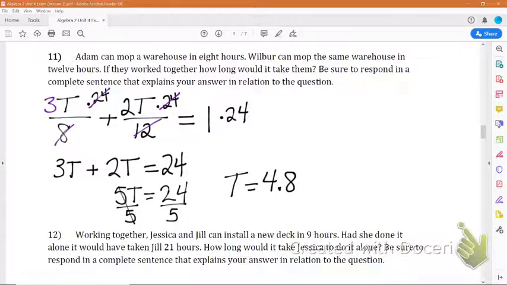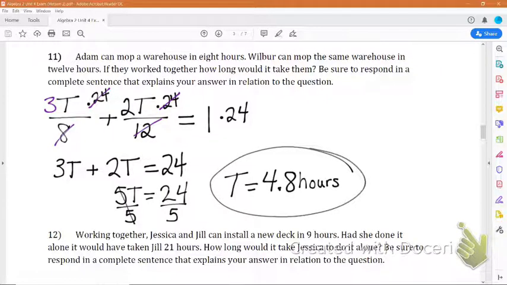T represented their together time, right? How would we label this? Hours. 4 hours and 8. Leave your answer as 4.8 hours. I'm not going to make you convert that 0.8 to minutes. Also, I know the question says that you need to write a complete sentence that explains your answer in relation to the question. I just want you to label it hours. So if Adam and Wilbur work together, they should be able to complete the whole job in 4.8 hours. Remember, if they're working together, their together time should be less than both of their individuals. If Adam can do it in 8 and together it takes them 10, there's a problem.